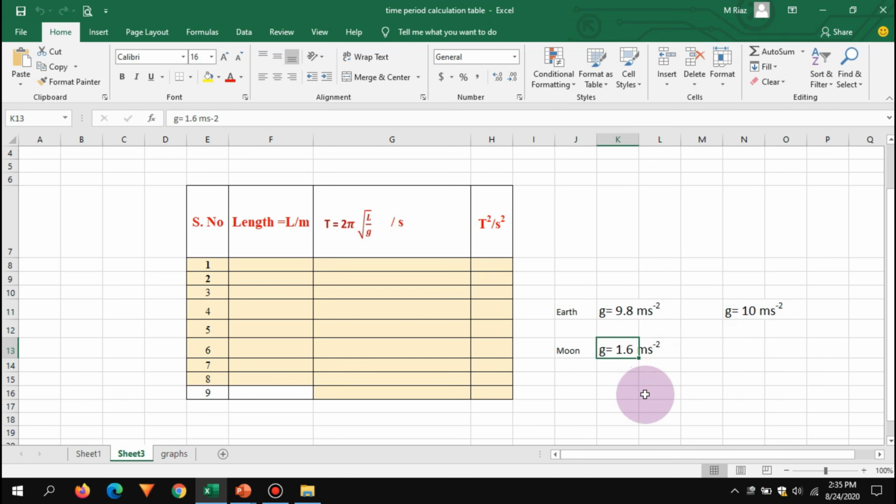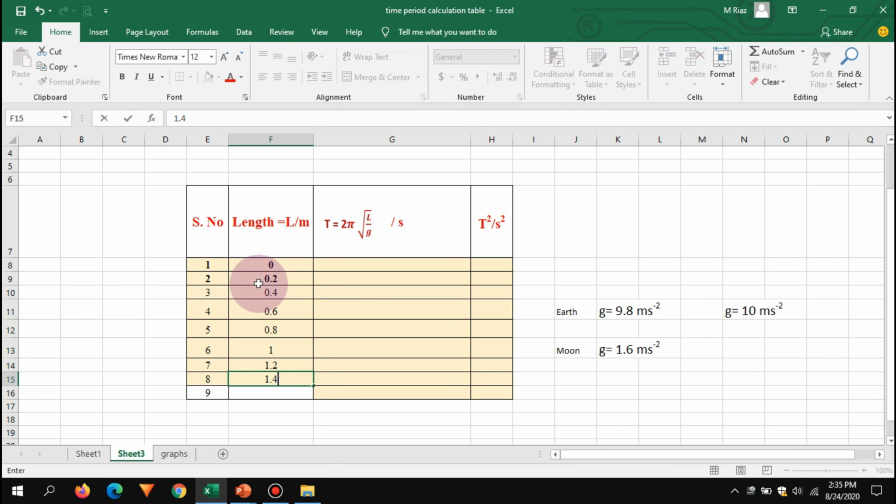For moon it is quite less, it is 6 times less than that of earth. It is 1.6 meter per second square. Now suppose that I take initially 0 length, then I take 0.2 meters, then I take 0.4, 0.6, 0.8, 1.0, 1.2, 1.4 and 1.6 meters.